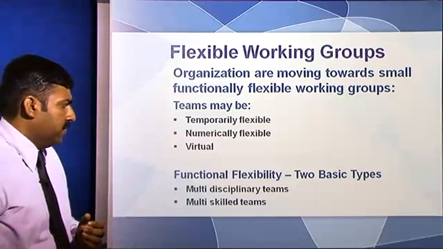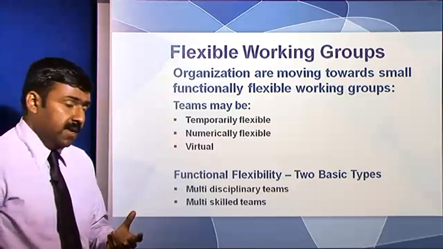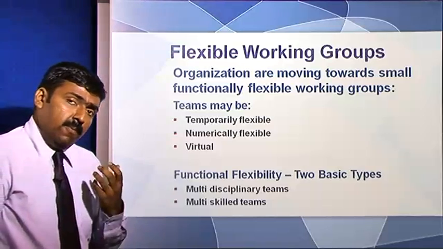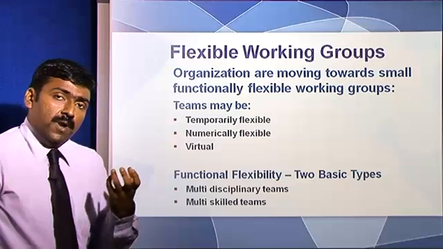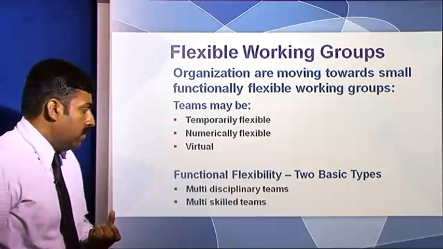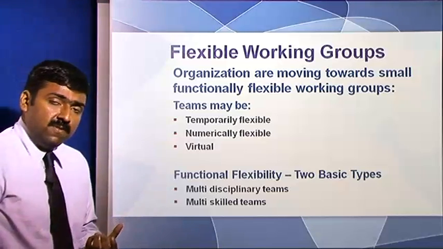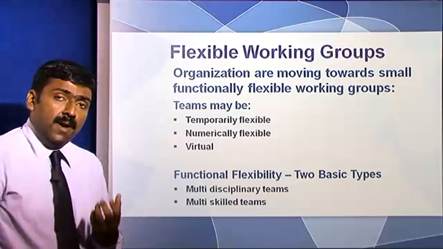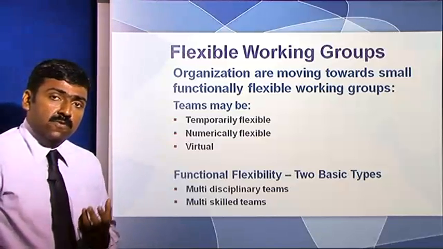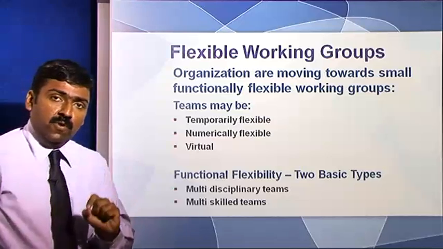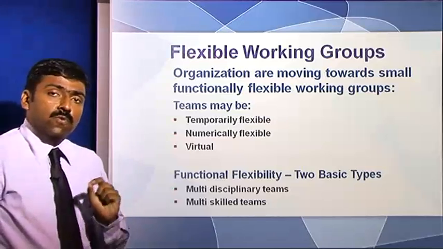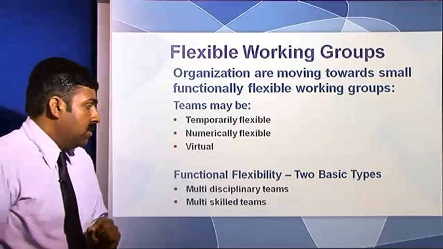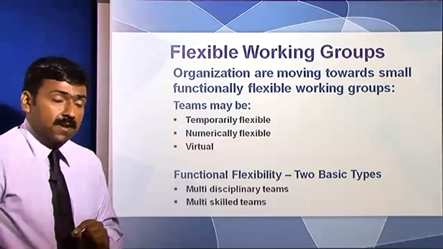Functional flexibility can be of two basic types: multidisciplinary teams and multi-skilled teams. Multidisciplinary teams comprise individuals from different backgrounds, who bring in knowledge to a particular task of a project. In multi-skilled teams, you have individuals who can do multiple aspects of one particular thing, so that there is no reliance on a certain number of people or a certain group of people to do the task. They can be used to do the aspects of one particular project without any hesitation because they are multi-skilled.